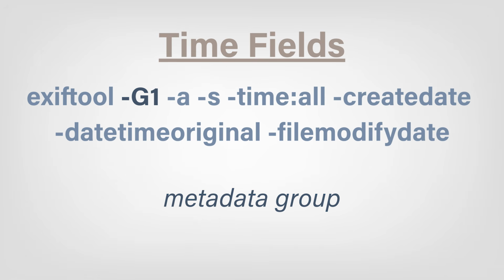Well, the -G1, this shows the group that each piece of metadata belongs to. For example, you might see EXIF, file, XMP next to a tag. That's useful because the same information can sometimes exist in different places. And this tells you exactly which one you are looking at.